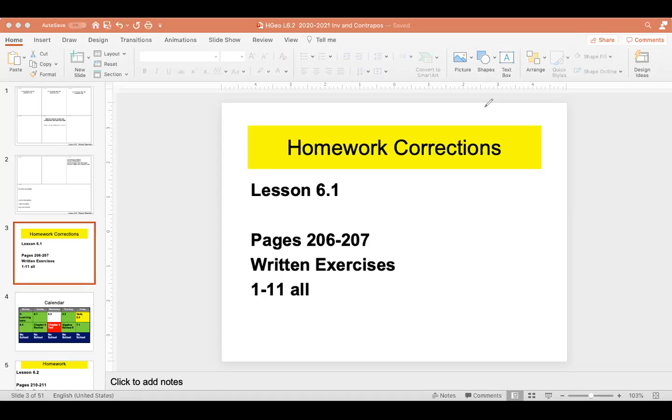Number 7, well, they don't start off with given. They start off with vertical angles are congruent. Number 2 is angle addition postulate. 3 is property of inequality, and 4 is substitution.